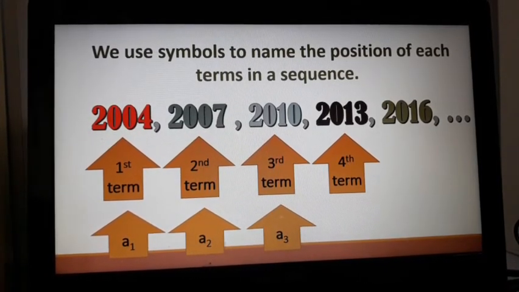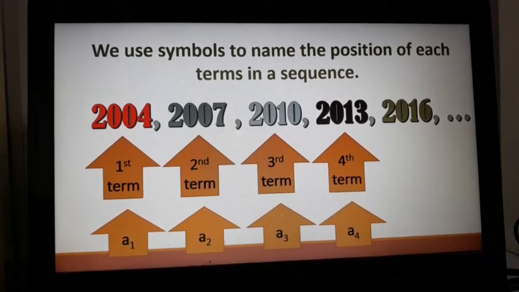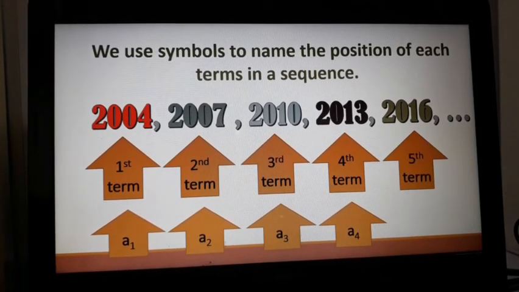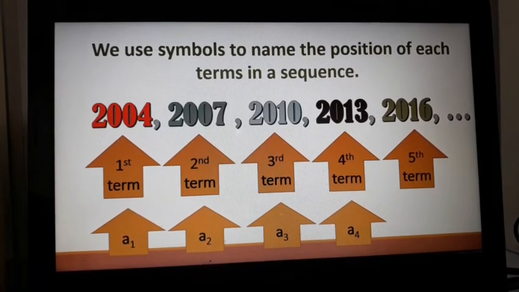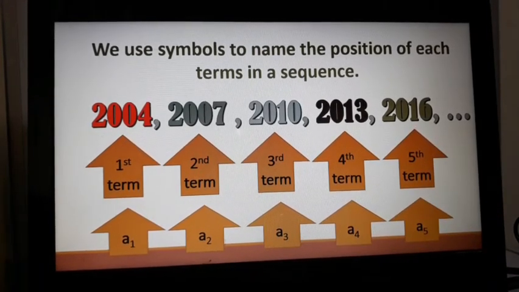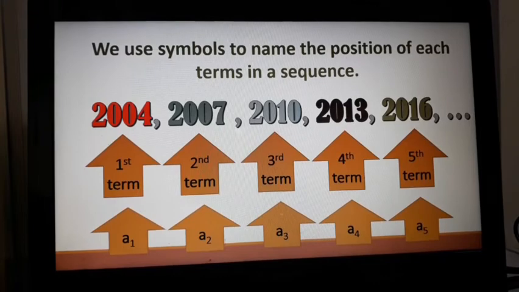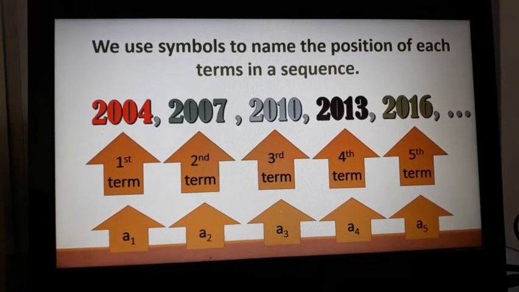2013 is the fourth term. That's A sub 4. 2016 is the fifth term. That is A sub 5. So those are the symbols that we use para hindi naman masyadong mahahaba yung ginagamit natin when we write the position of the terms.